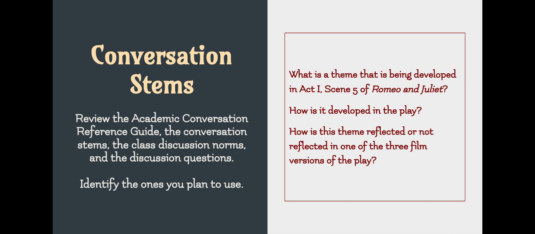Now you're going to review the Academic Conversation Reference Guide, the conversation stems, the class discussion norms, and the discussion questions. You are going to identify the ones that you plan to use in the discussion over the questions on the board. What is a theme that is being developed in Act 1, Scene 5 of Romeo and Juliet by William Shakespeare? How is it being developed in the play? How is this theme reflected or not reflected in one of the 3 film versions of the play?